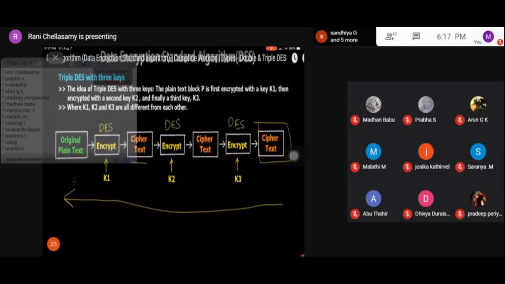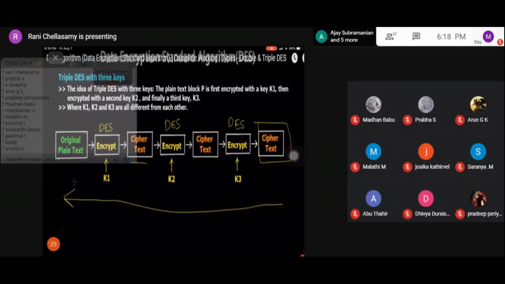For decryption, it is the reverse process. First you have to use the K3 key, then the K2 key, and then K1 key will be used for decrypting. So in the encryption process, K1, K2, K3 will be used for 3 times encryption, and for the decryption process you have to reverse the keys. That is, K3 will be used for the first time decryption, K2 for the second time decryption, and K1 for the third time decryption. That's all. So 3 different keys are used.